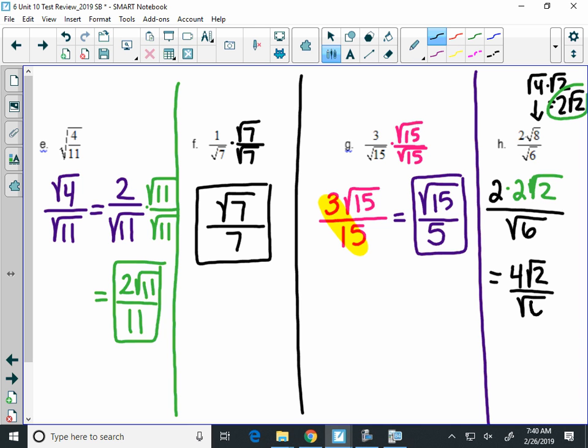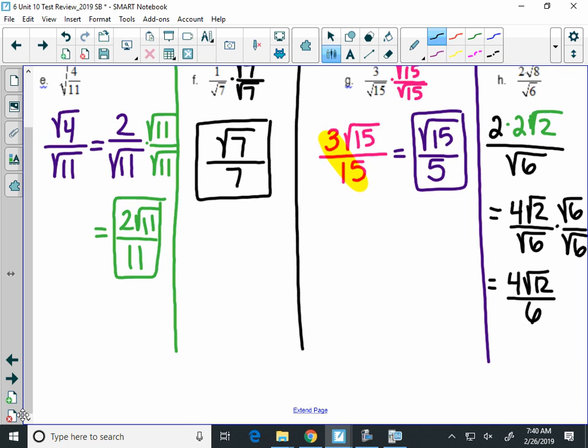over radical 6. And what I'm going to do now is I need to rationalize the denominator. I cannot leave that radical 6 in the denominator. So I'm going to multiply by radical 6 over radical 6. When I multiply across the numerator, that becomes 4 radical 12 over 6. Which is a good thing here.